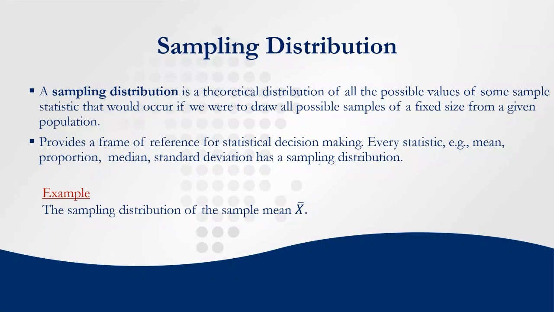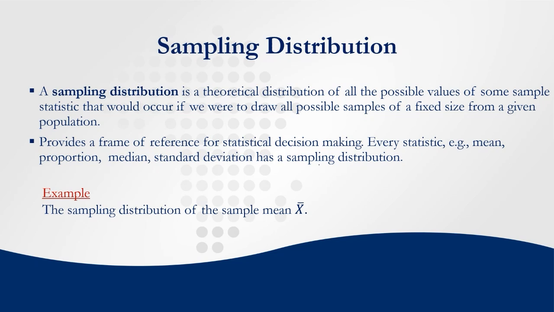So if we have a population and I draw a sample maybe of size 50, and I compute the sample mean, and then I go back to the population and draw again a sample of 50, because it's a fixed size, I get a sample mean again. I draw again, I get a sample mean. The distribution of those sample means, that is what we call a sampling distribution. And it's a frame that we use for statistical decision making.